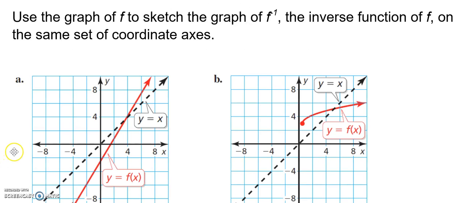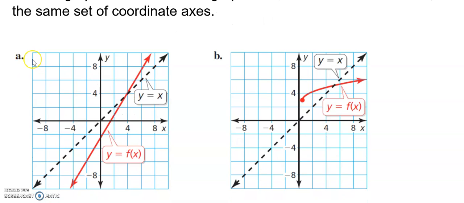So if I look at this, here we want to use the graph of f to sketch the graph of f inverse, which is the inverse function of f, on the same coordinate axis. So let's look at this and we'll do one of these together. I'm going to pick some points that it looks like I can kind of see where they are, and then I'll talk about this.